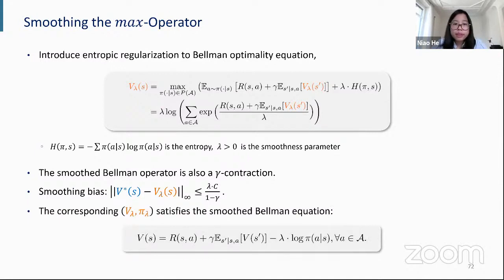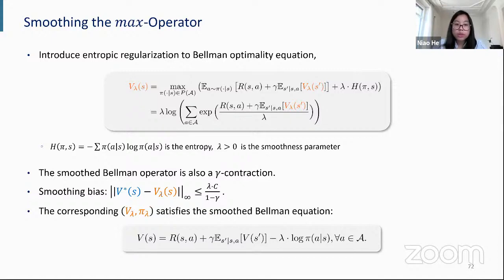You can also have an even simpler form of this Bellman equation by considering both the value function and the policy pi. You can show that the optimal value function v lambda and the corresponding optimal policy pi lambda satisfy this Bellman equation below. The difference from the Bellman optimality equation is that you have this logarithmic term here, and you don't have a max operator anymore.